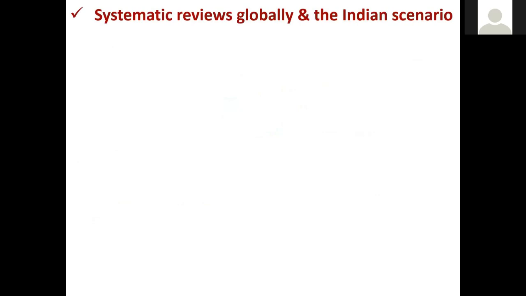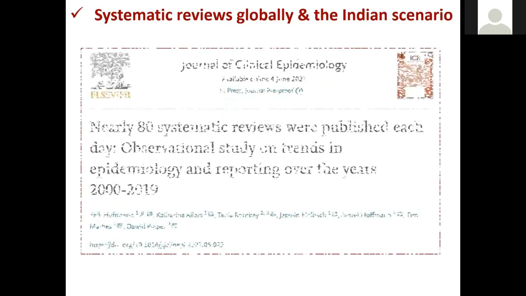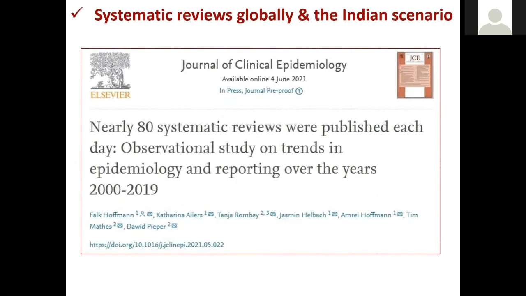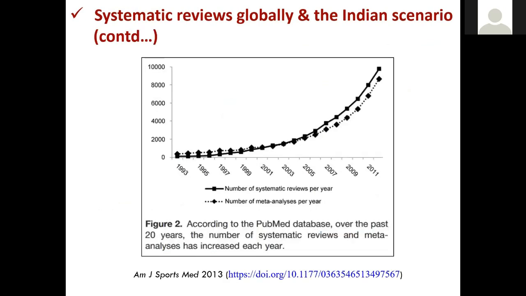Now, before we conclude, let us see what is the scenario of systematic reviews globally and in the Indian context. This is a very recent paper, still in press, ahead of print, published in the Journal of Clinical Epidemiology, which says that during the 2000 to 2019 period, these 2 decades, nearly 80 systematic reviews were published every day. Such is the popularity of systematic reviews, and such is the importance that people are realizing now.